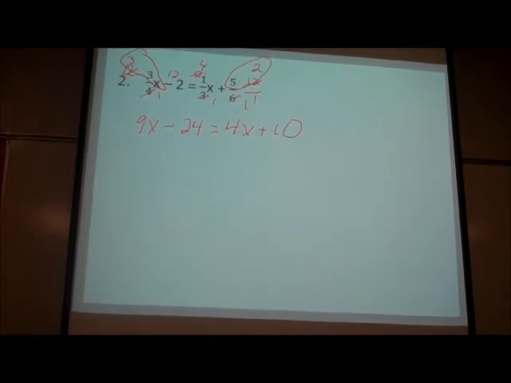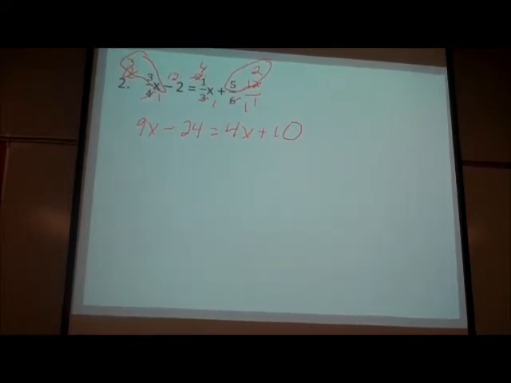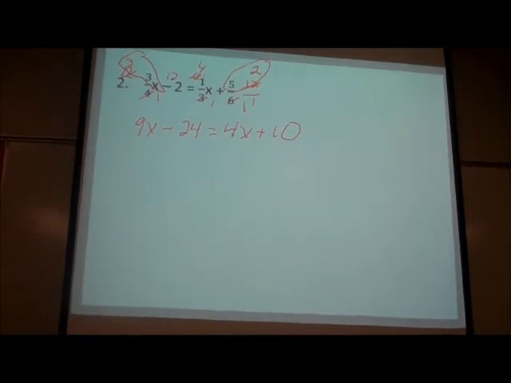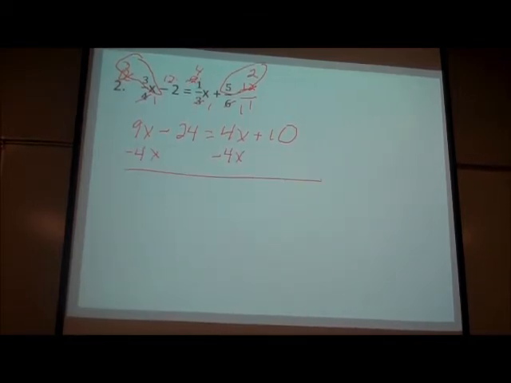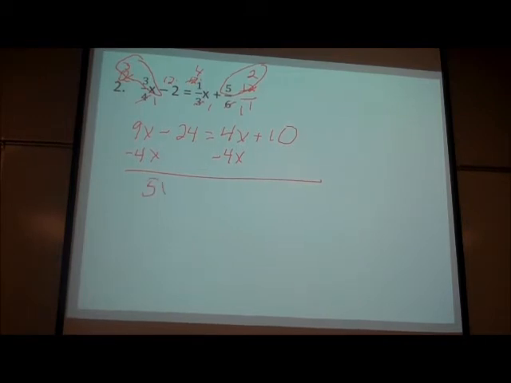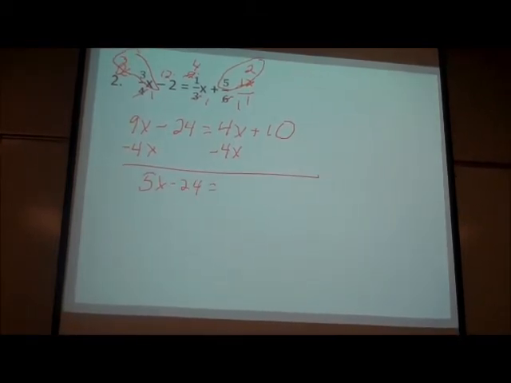I don't know if we're ready for it yet. Everybody ready to move on? Somebody say no? Alright, Katie, what next? Subtract 4x. Alright, again, you might choose to do something different. She's bringing her x's to the left, which is what I like to do first. A lot of times I take care of my x's first. Get 5x minus 24 equal 10.